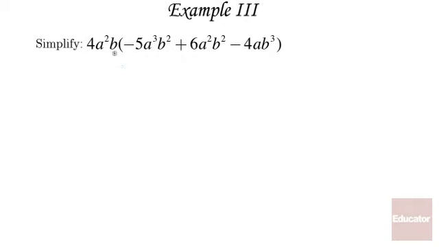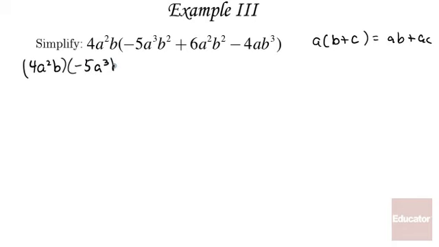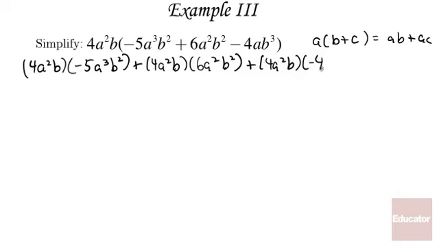Example 3, we're multiplying a monomial by a polynomial, and we're going to use the distributive property that states that a times b plus c equals ab plus ac. And we can apply that to a third or additional terms as well inside the parentheses. So this is going to give me 4a squared b times negative 5a cubed b squared plus, again, I'm multiplying 4a squared b times the next term, 6a squared b squared, and then times the third term, 4a squared b times negative 4a b cubed.